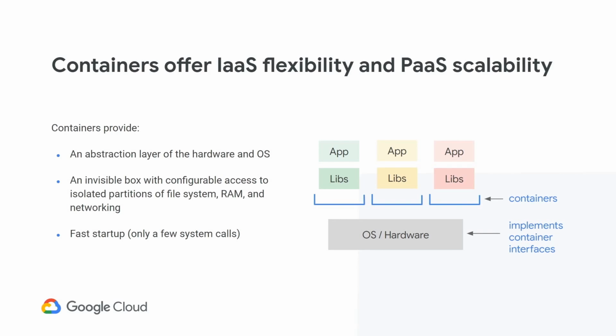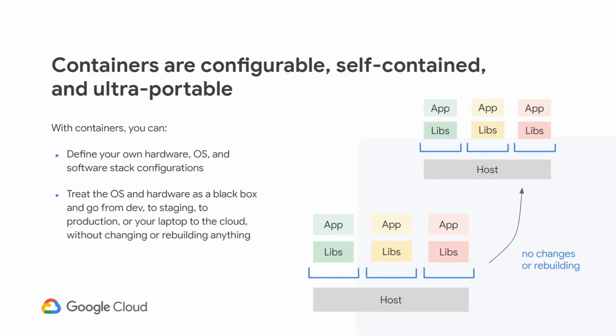Okay, faster startup, because the OS is already initialized. I just need to load the libraries that I need for my application to run. And we're good from there. They're built to be configurable, self-contained, and ultra-portable. They are the idea that I could build a container on premise and then run it up in the cloud. So I could build it on premise, with Docker on my Linux development machine or my Mac.